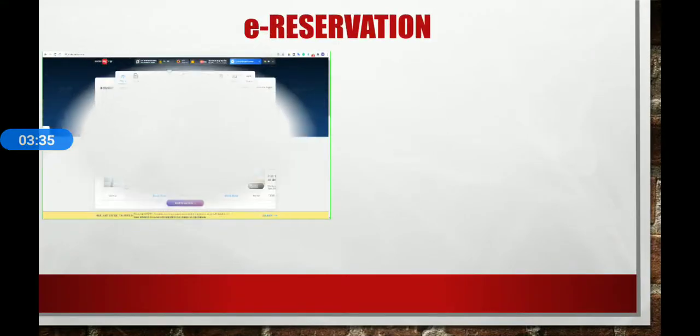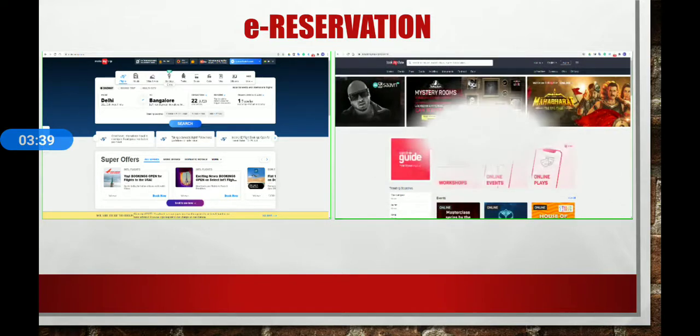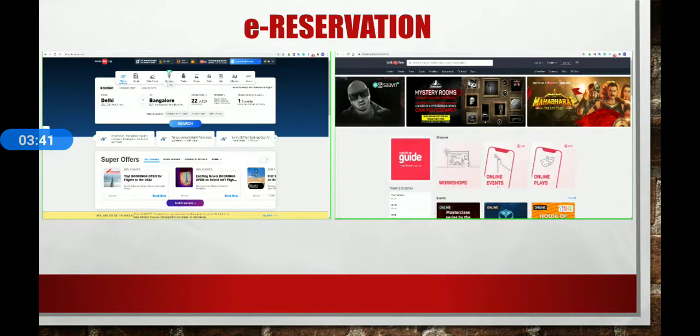So these are some websites that provide you e-reservation. The first one is Make My Trip, where you can book tickets for airlines, railway, bus, etc. And the second one is Book My Show, for movie tickets and other types of show tickets.